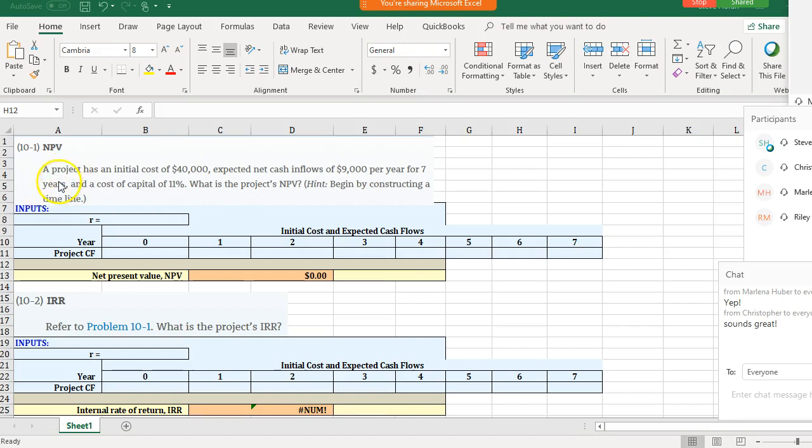So this one right here says a project has an initial cost of $40,000. Expected net cash inflows are $9,000 per year for 7 years, and a cost of capital of 11%. What is the project's NPV, or net present value? Begin by constructing a timeline. So whenever you see these, just think of a timeline. And the nice thing about these is that Excel does the heavy lifting for us.